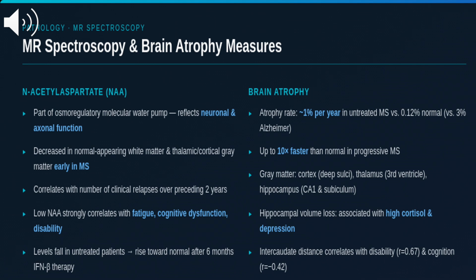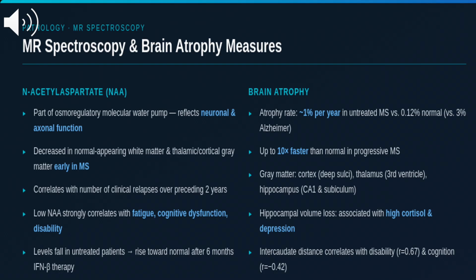Brain atrophy is the most powerful imaging correlate of long-term disability, but it requires careful interpretation. The atrophy rate in untreated MS is approximately 1% per year, significantly higher than the 0.12% per year in healthy controls, but lower than the 3% seen in Alzheimer's disease. In progressive MS, this rate accelerates to up to 10 times normal.